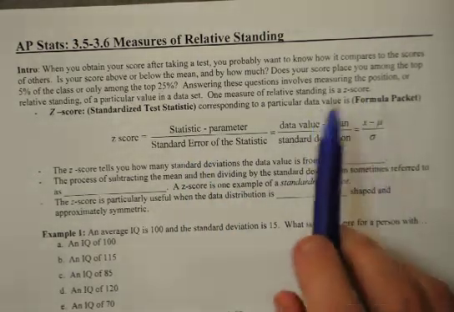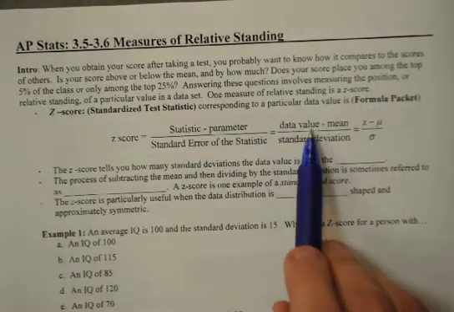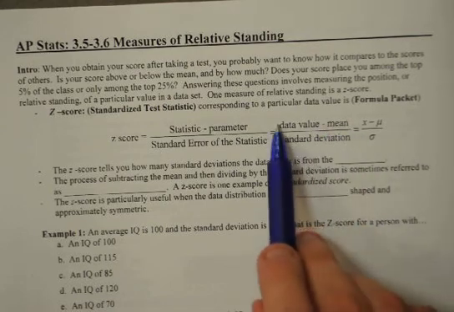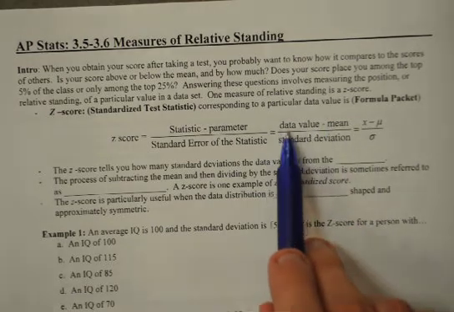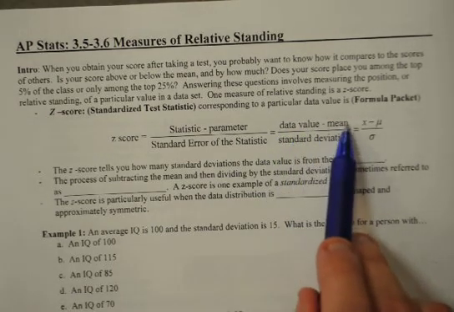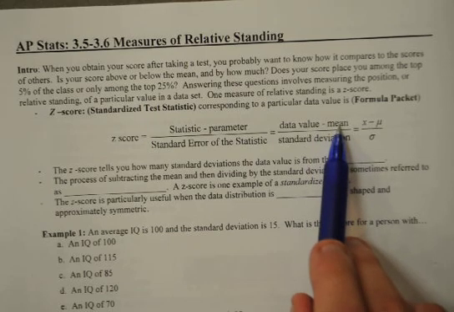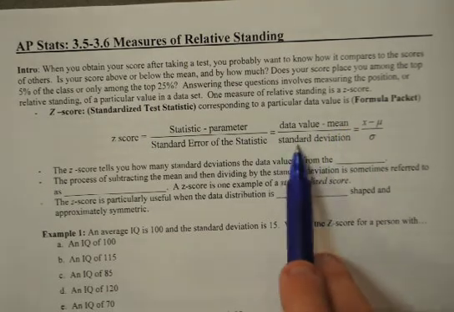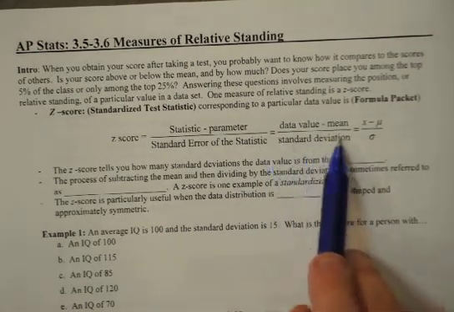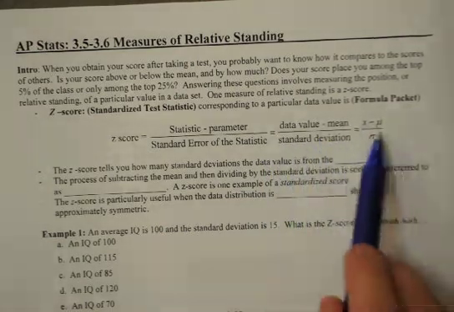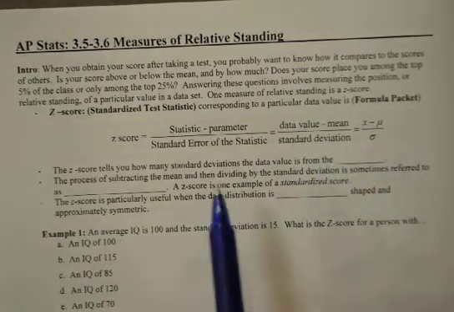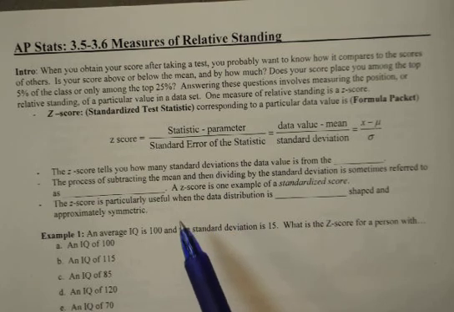But for now, you take some data value and you subtract the typical value. This is called a deviation. It's how far your piece of data deviates from the typical piece of data. And then you divide it by the standard deviation, the typical deviation, and it gives you what's called a Z-score. We'll do some examples here in just a second.